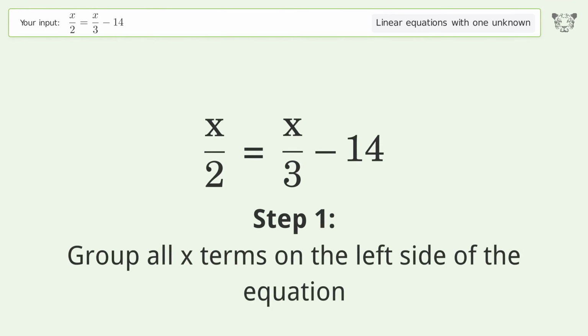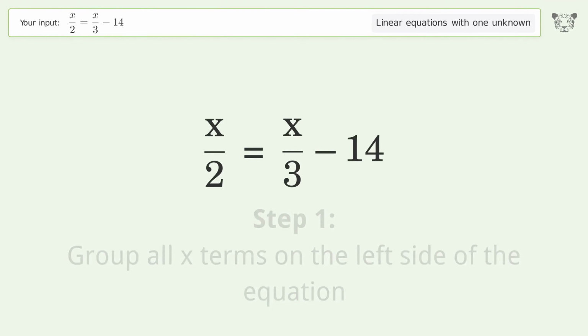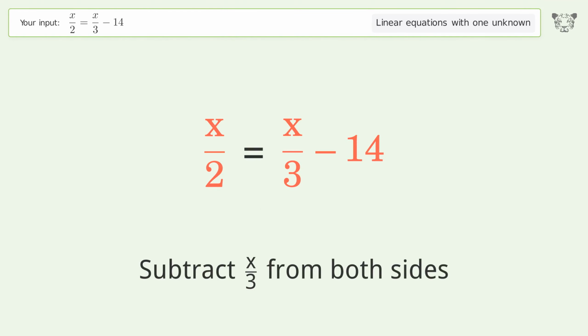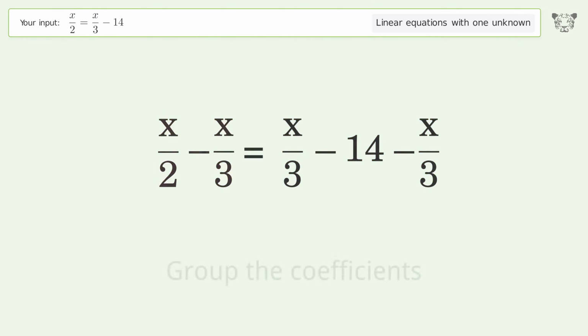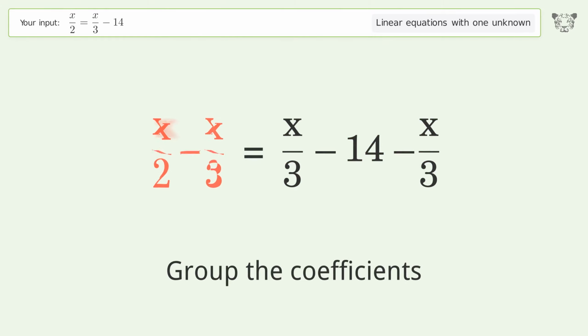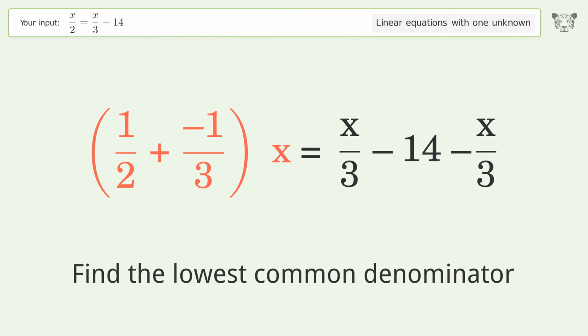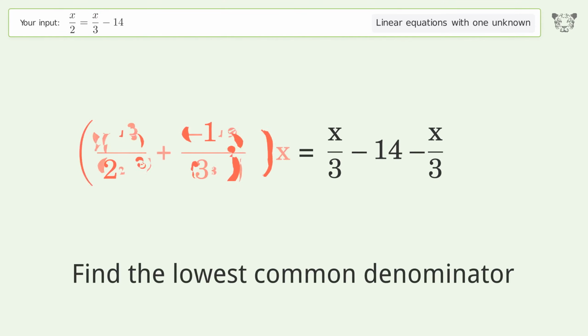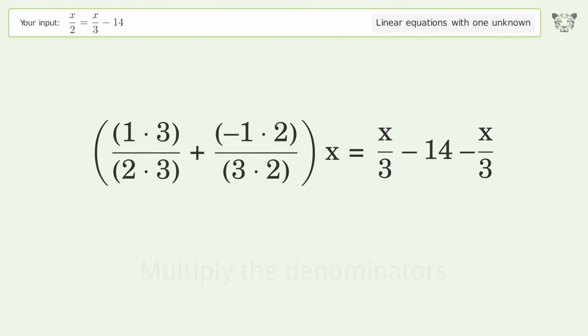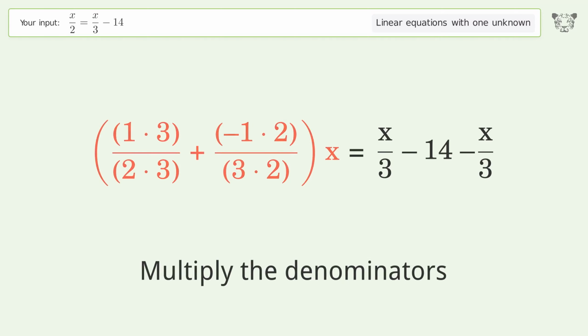Group all x terms on the left side of the equation. Subtract 10/3 from both sides. Group the coefficients. Find the lowest common denominator. Multiply the denominators.